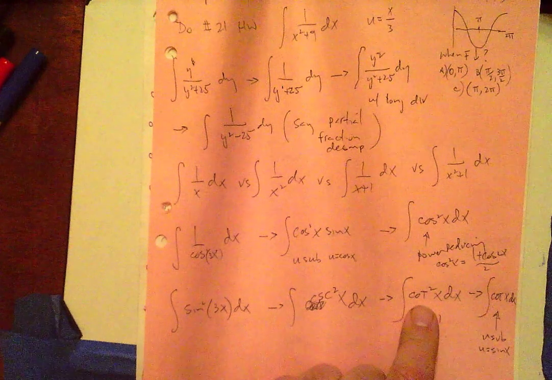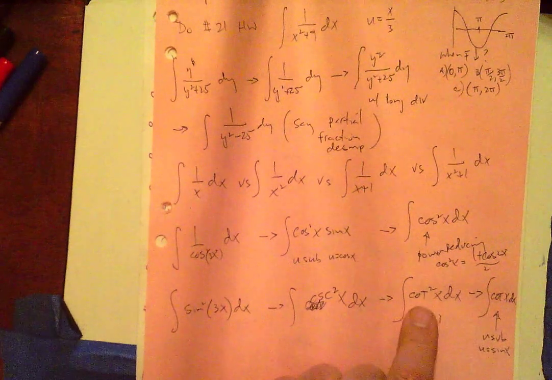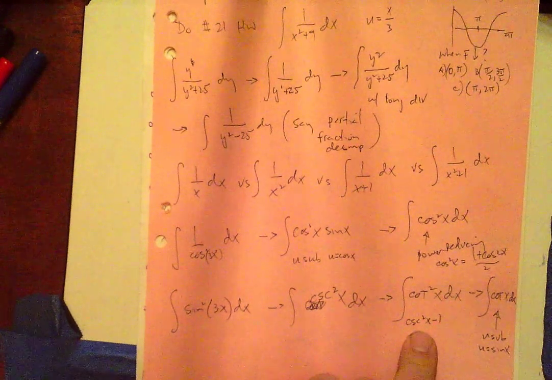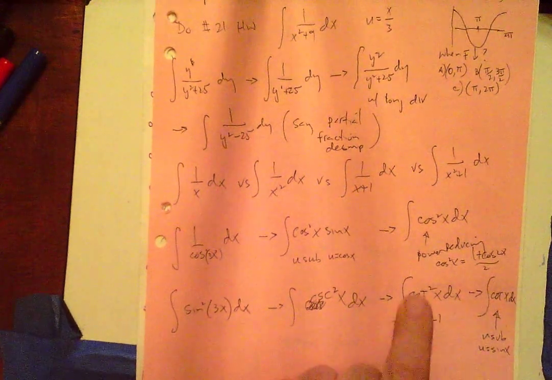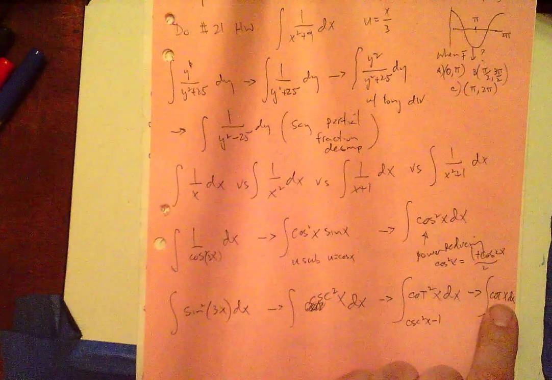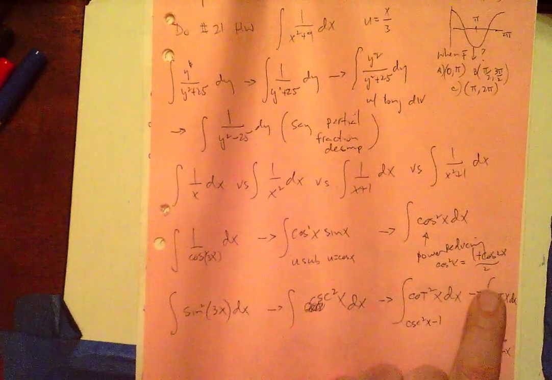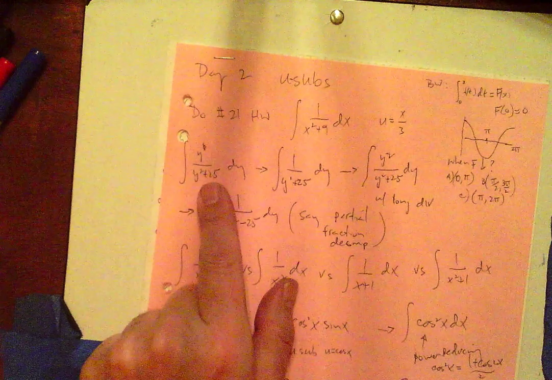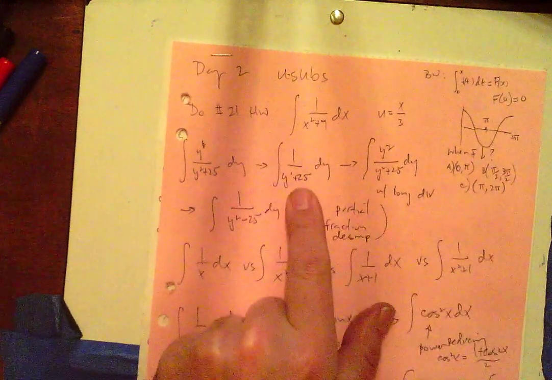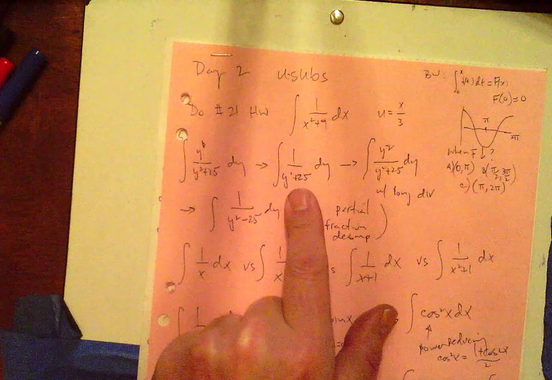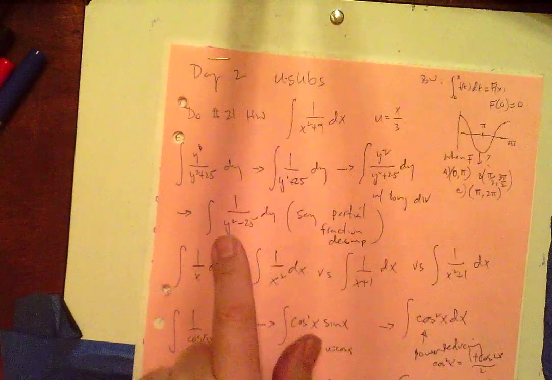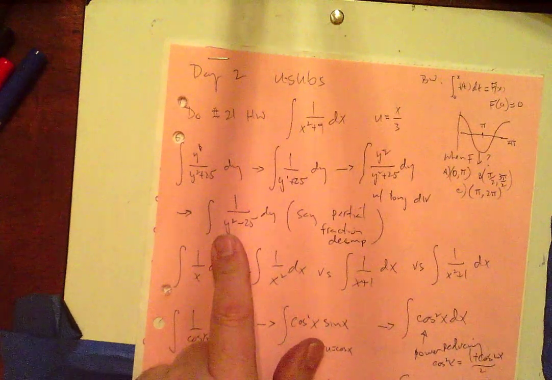And here, where we had cotangent squared, we needed our Pythagorean identities to do a replacement there. And finally, cotangent by itself, we thought about cosine over sine and chose the bottom for our u. Look here at the top, u sub. This is inverse tan, but the u sub has y over 5. This one was long division, and this one was partial fraction decomposition.